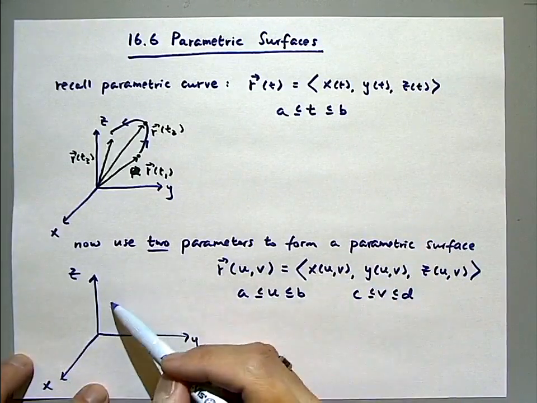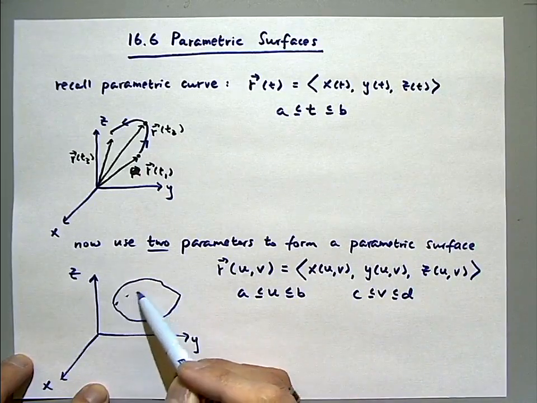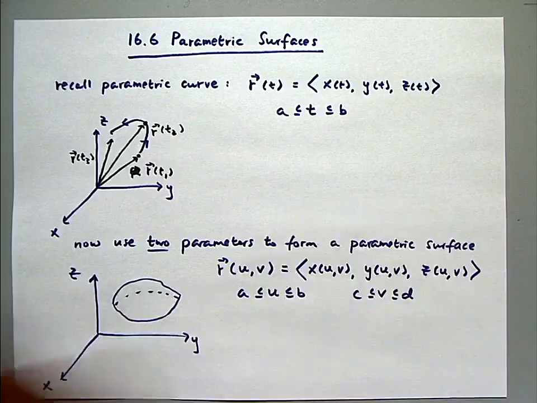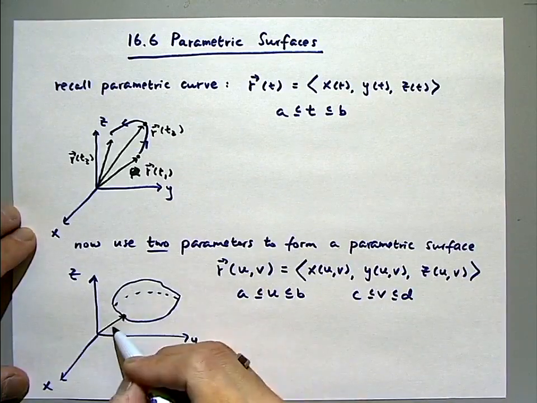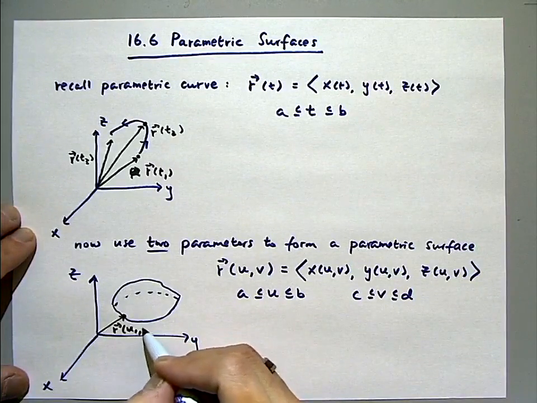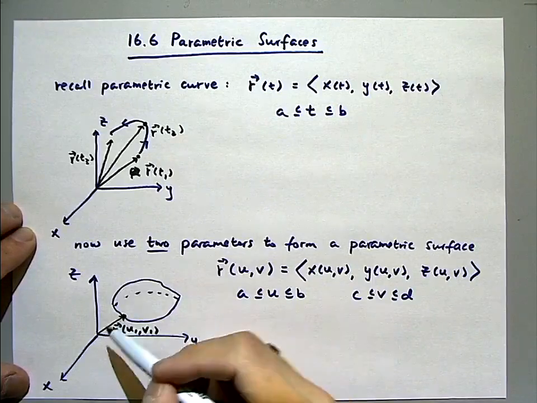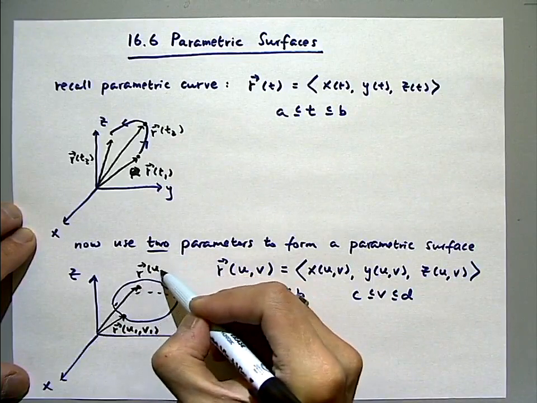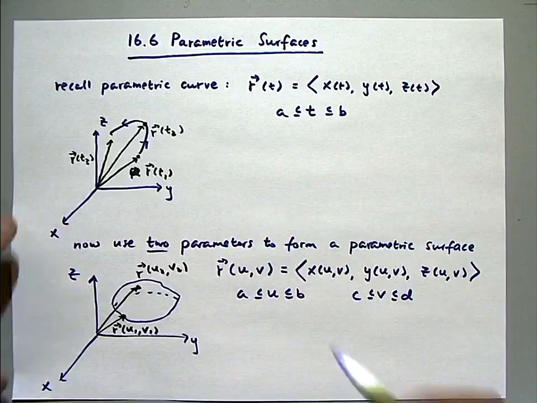If you imagine you have some kind of surface, let's say this thing right here, then in order to form all the points on that surface, each pair of u and v is going to give you one point on that surface. And so on.